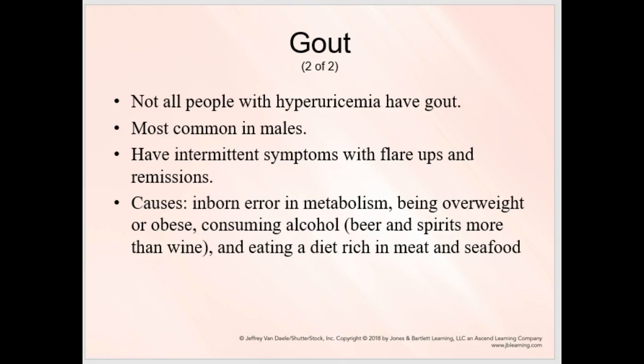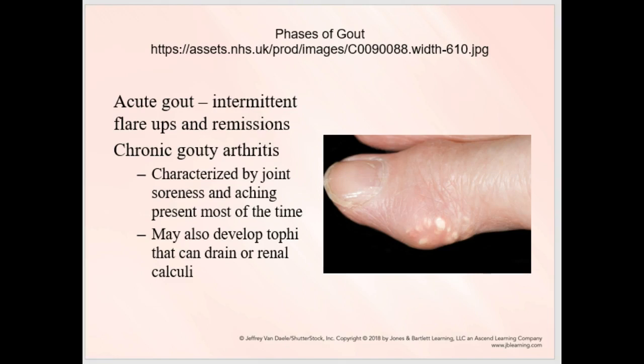Being overweight contributes to it. Consuming alcohol, okay? Beer and spirits more than wine, and eating a diet rich in meat and seafood, which have high levels of those purines that they have difficulty excreting in their urine, which is where uric acid goes. A little bit into the feces as well.